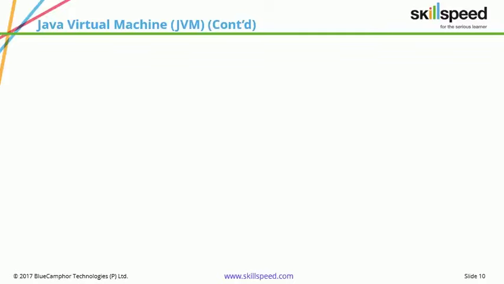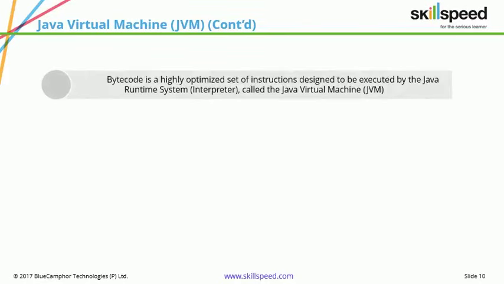So what is the bytecode and what does the Java virtual machine do with it? Bytecode is a highly optimized set of instructions designed to be executed by the JVM, or the Java runtime environment, or the Java runtime system, which is an interpreter, and that is called by the Java virtual machine for execution.